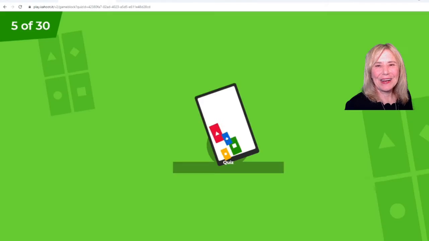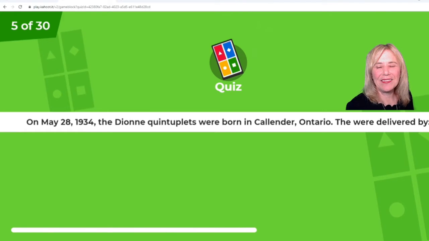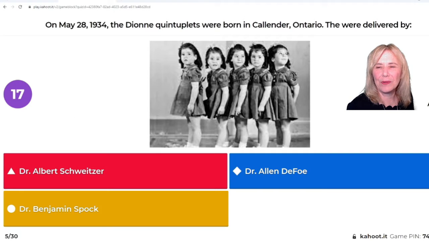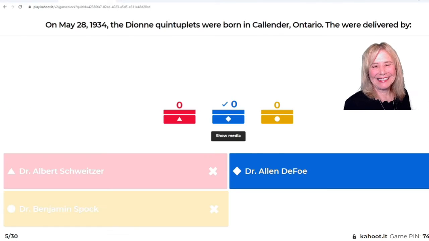Okay, here we go with question number 5. On May 28, 1934, the Dionne quintuplets were born in Callander, Ontario. They were delivered by who? Dr. Albert Schweitzer, Dr. Allan Dafoe, or Dr. Benjamin Spock? Let's see if you can guess that one. Yes, if you guessed Dr. Allan Dafoe, you guessed the right answer.